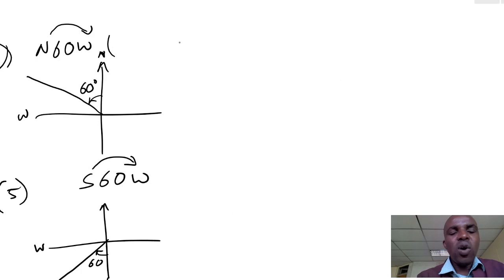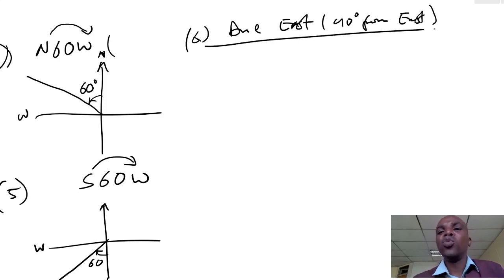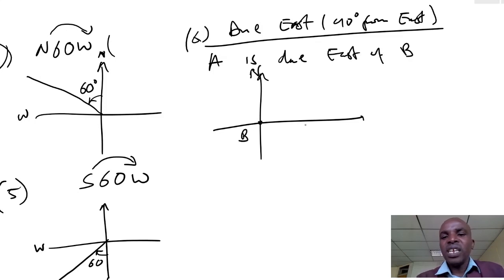Then we have more items. This was supposed to be 5, but I'll just call it 6. Then this one is called due east. What does due east mean? Due east means 90 degrees from the north, the east line. If I say A is due east of B, it means A is actually on the east side of B. From point is B. Then A is due east, 90 degrees from the north of B. That's why you can have my A like this.